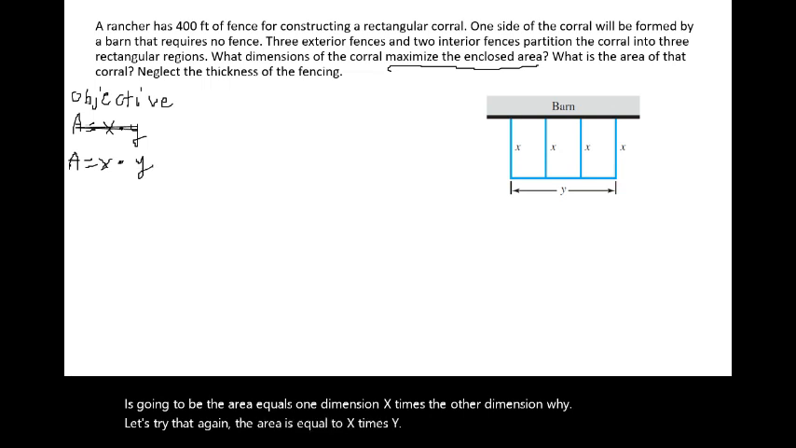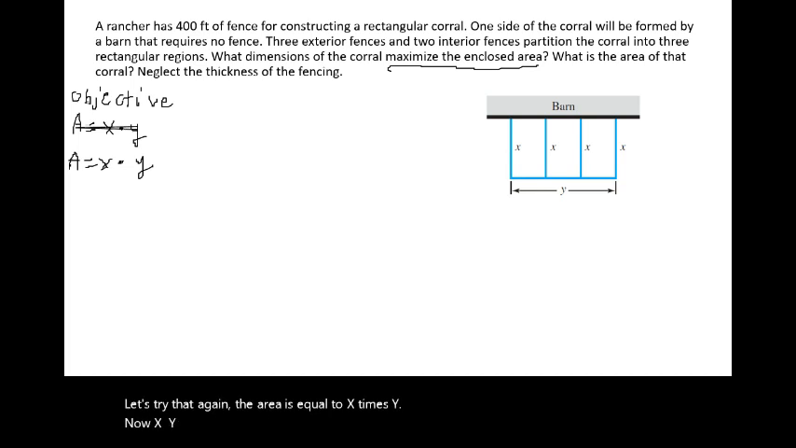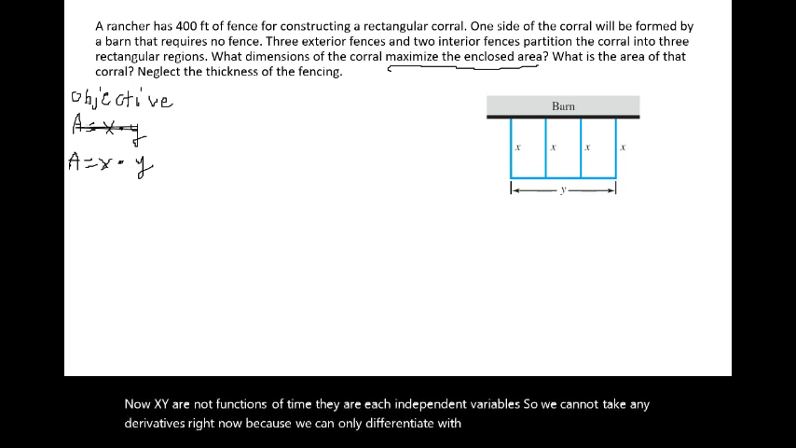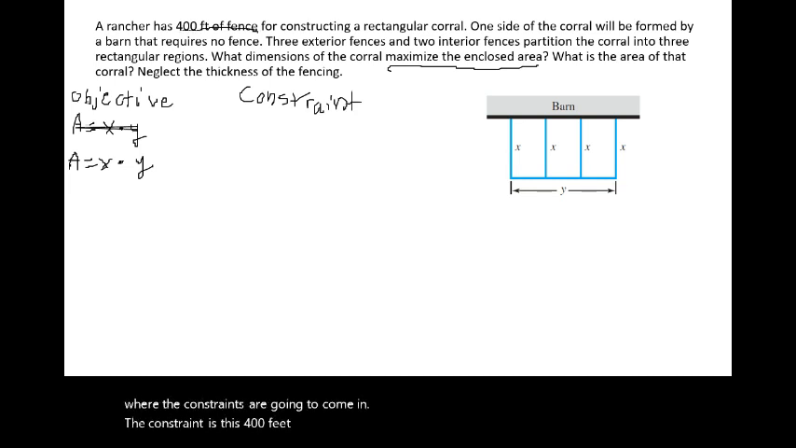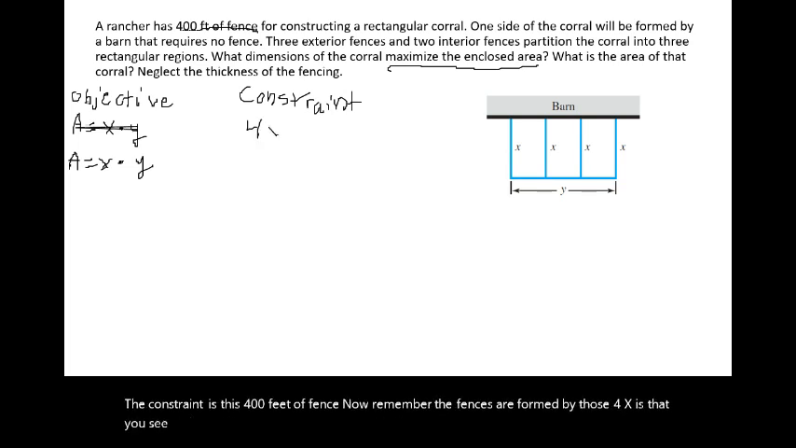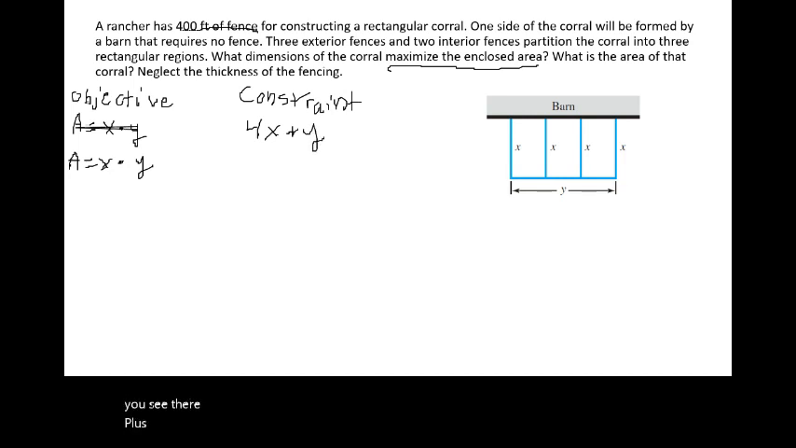Now, x and y are not functions of time, they are each independent variables. So we cannot take any derivatives right now because we can only differentiate with respect to one variable. So that's where the constraints are going to come in. The constraint is this 400 feet of fence. Now remember, the fences are formed by those 4 x's that you see there, plus that 1 y, which can be equal up to 400, and we're going to use all the materials available.